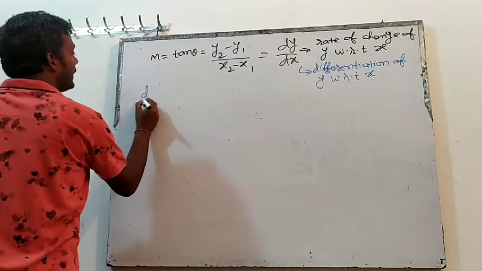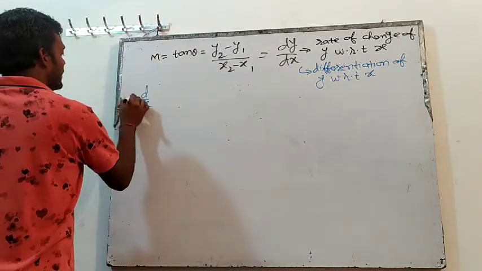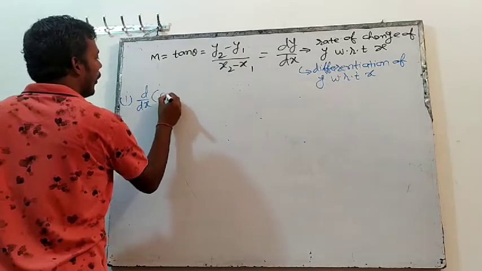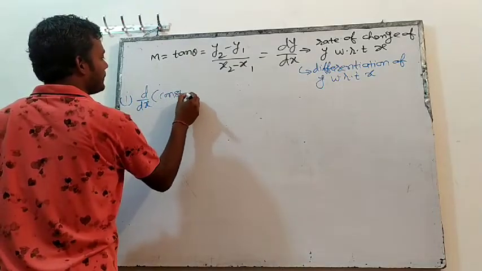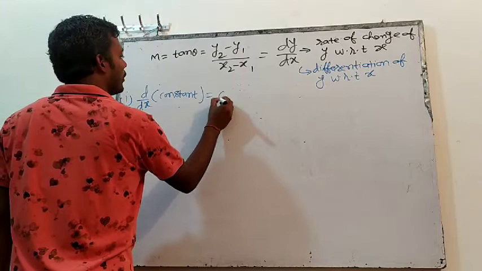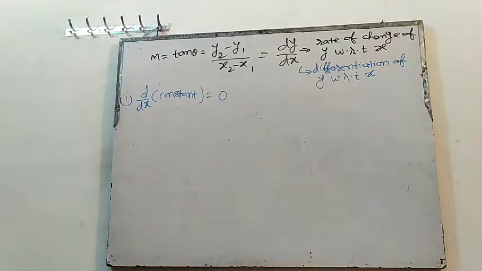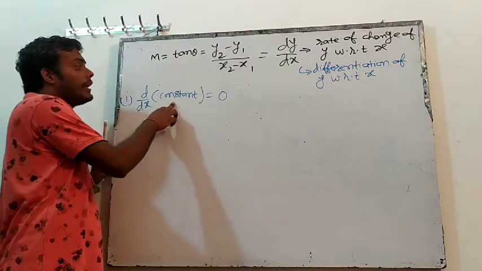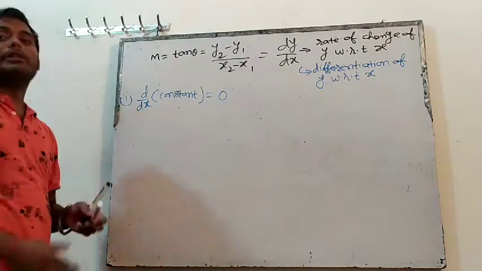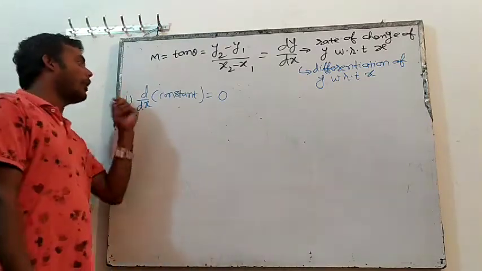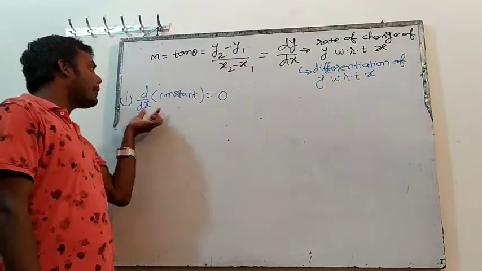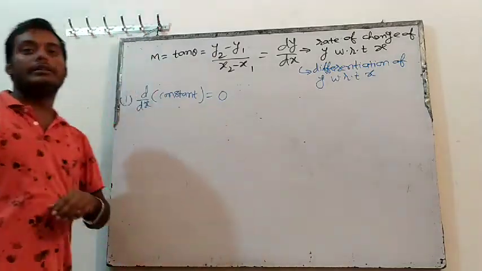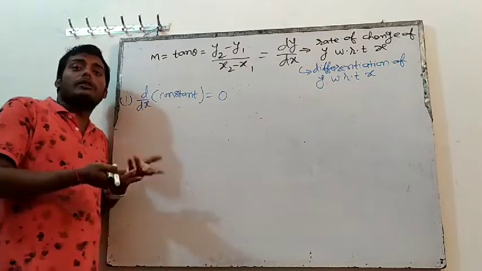dy/dx of any constant is equal to 0. What does it mean? That when we differentiate any constant, it will be 0. This is a formula of differentiation: differentiation of any constant is equal to 0. Constant means which will not change with time.